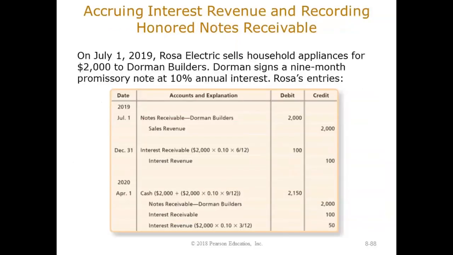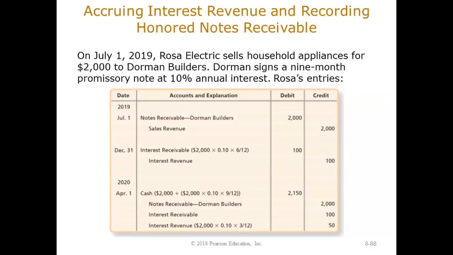So again, you can see with these entries here, in this case here, Rosa Electric sells household appliances of $2,000 to Dorman Builders. Dorman signs a 9-month note at 10%. So here on July 1, Dorman Builders is going to have a note payable of $2,000, and Rosa is going to record a note receivable and sales revenue of $2,000.